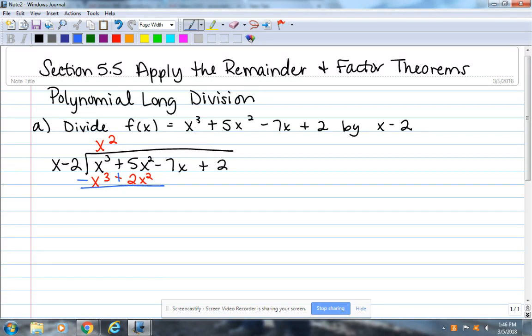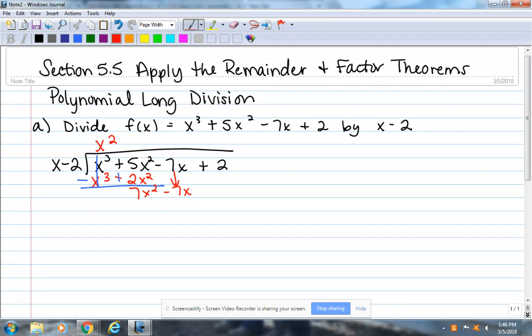Is x to the third minus x to the third equal to 0? Yes, it cancels out. Okay? So then you combine your like terms. 5x squared plus 2x squared is what? 7x squared. Bring down your minus 7x. So it's the same type of steps you did in elementary school, except you're doing it with polynomials now.